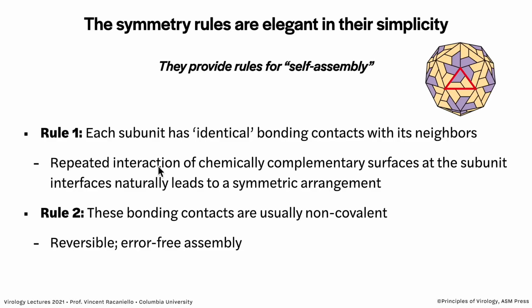And that's because you have repeated interactions of chemically complementary surfaces on the proteins, right? They interact with each other at their interfaces, and that gives you a symmetrical arrangement, which you could see in this diagram of an icosahedral particle. You have a few subunits repeated over and over again. So that's rule 1, identical binding contacts. And rule 2, they're non-covalent interactions. So they are reversible. If you make a mistake assembling them, you can reverse it. And of course, you can take them apart when the virus gets into a cell to release the nucleic acid. So those are the symmetry rules.